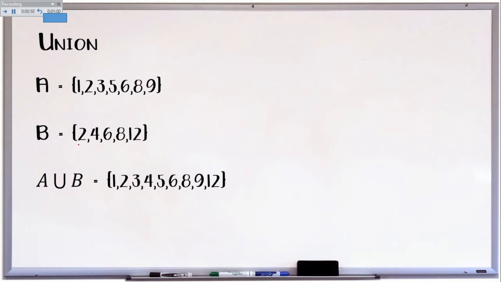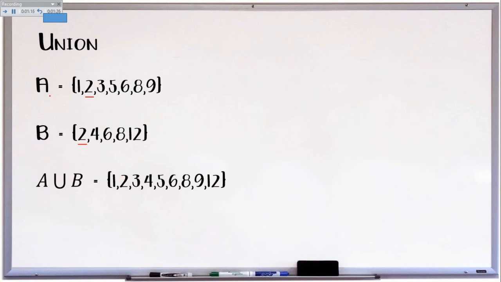as you can see 2 is present in B and A as well, but we are going to write it once. We are not going to write 2 twice. We are just going to write it once because we are writing A union B. We are not writing all the figures of A and B. We are writing A union B. All those numbers that appear in A and B will be written once in A union B.